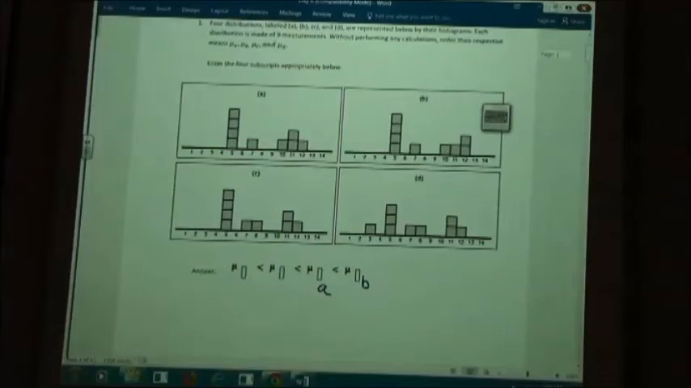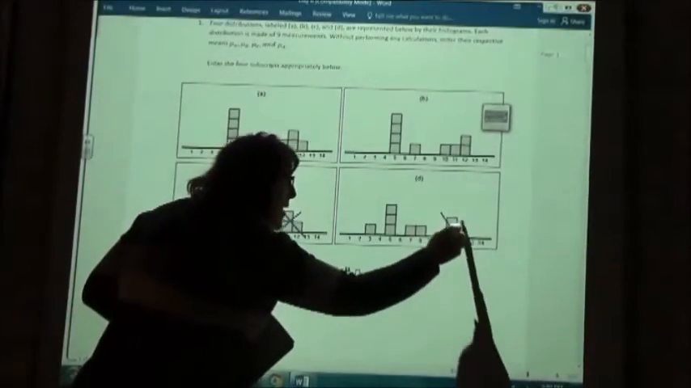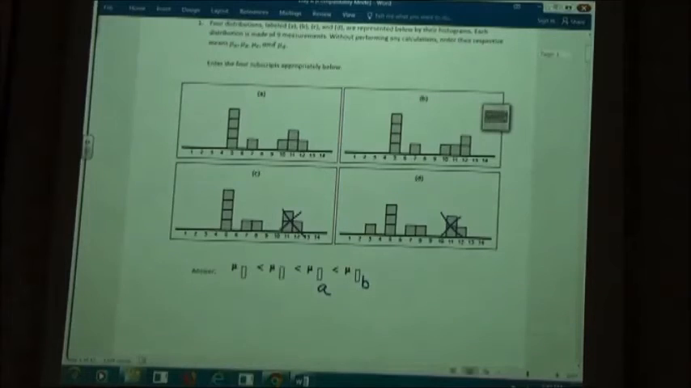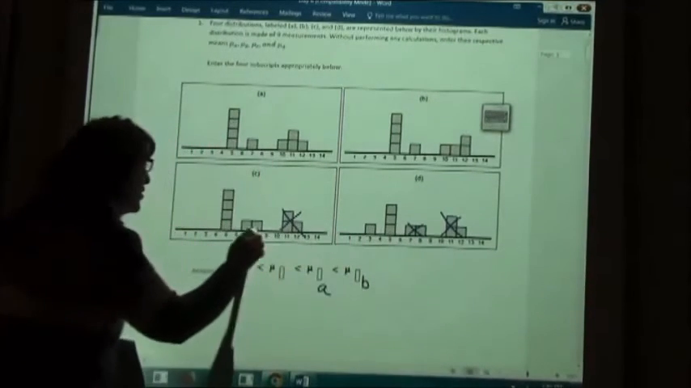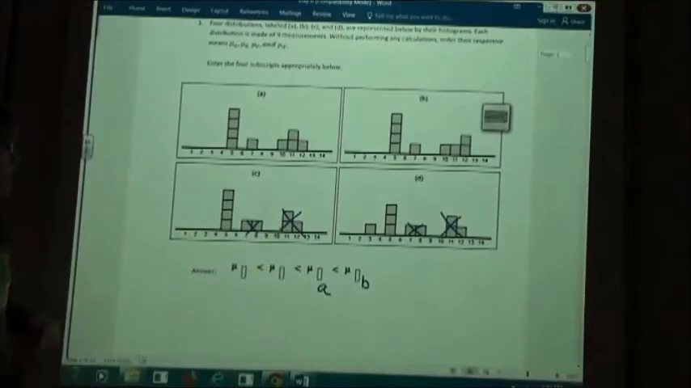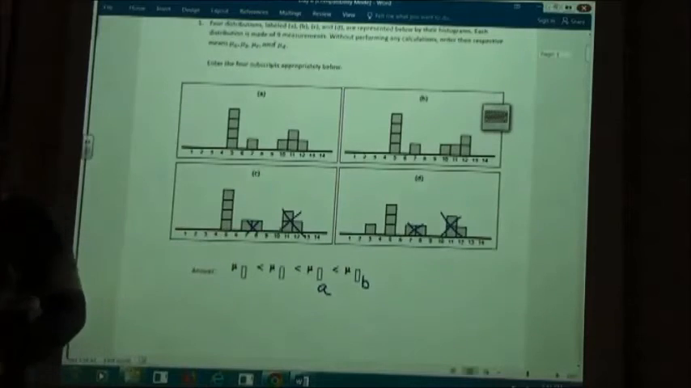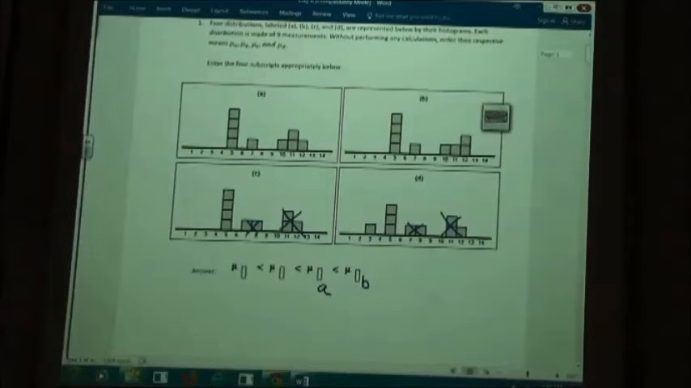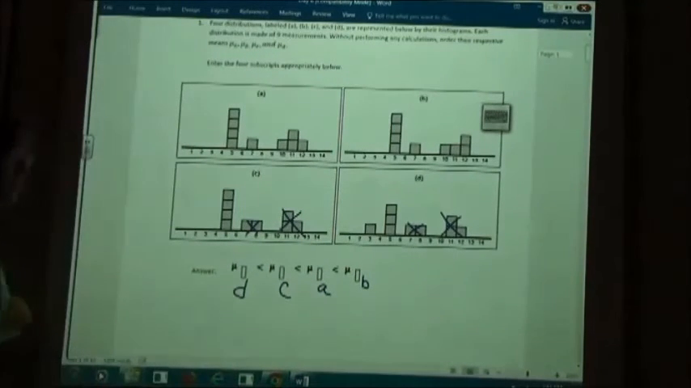So now I got to figure out C and D. These two things are the same, right? Then we have an 8 and a 7 on both of them, so that section's the same. And then this one has 3 5s, but this one has 4 5s. Well, 4 5s is going to be bigger than 3 5s, right? So the C is going to be the next biggest one, and the D is going to have my smallest mean. Okay?